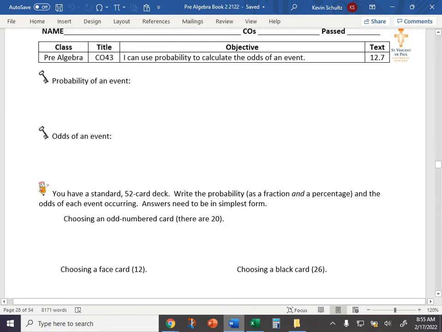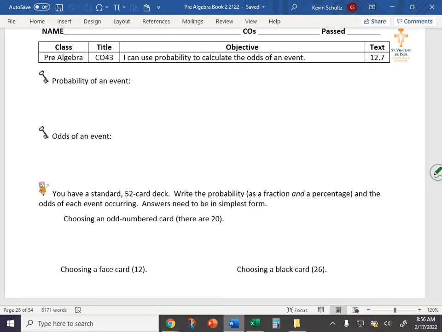Good day, pre-algebra. We are going over odds today, CO43. It's been a while since we've done a live video, so I'm happy to be back doing these. Our first order of business is to compare odds versus probability.